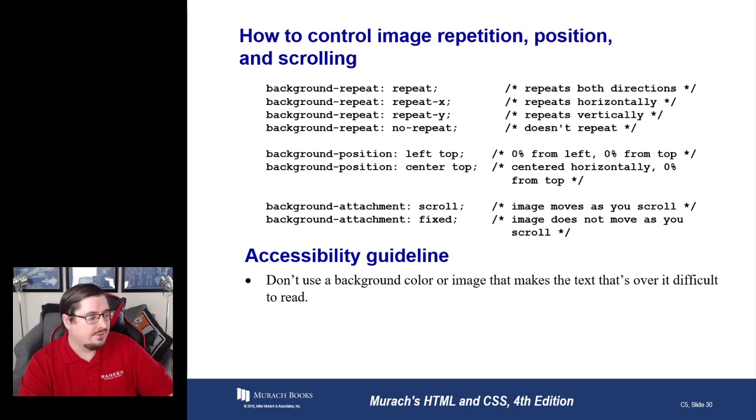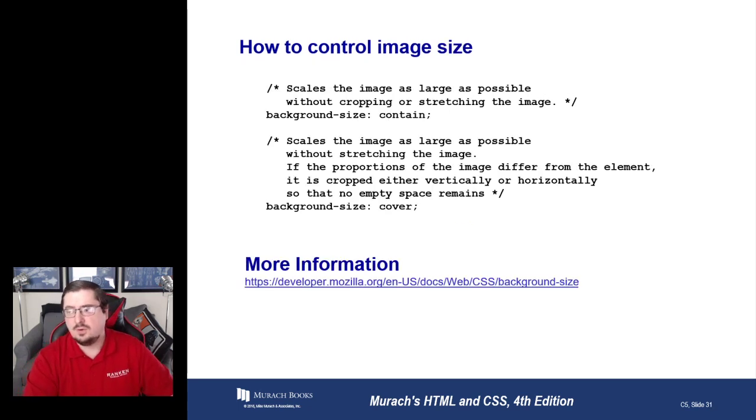So a general guideline for backgrounds, colors, images: for accessibility purposes, you want to make sure that the background color or image doesn't make the text hard to read. So that means that, for instance, if you have a very dark image, you should have light text over it, or a dark color. Or if you have a light background, then you should have dark text over it. So those two things should contrast.